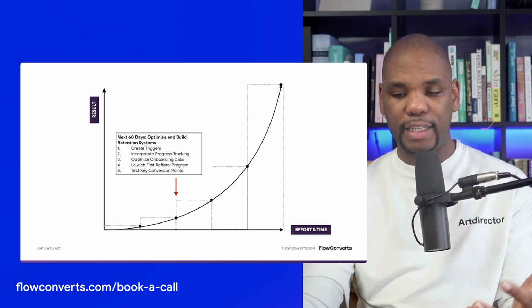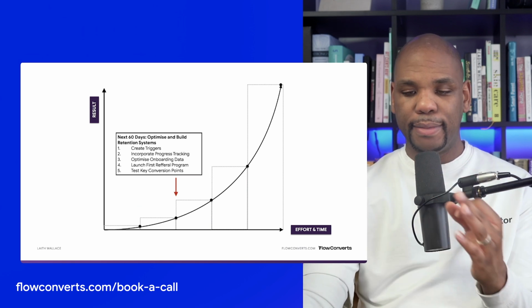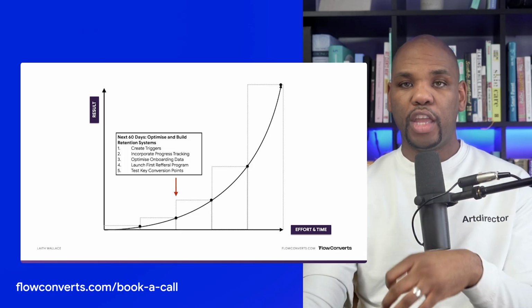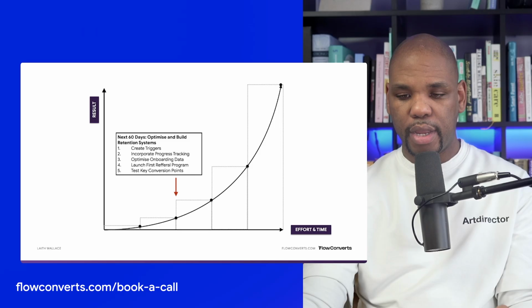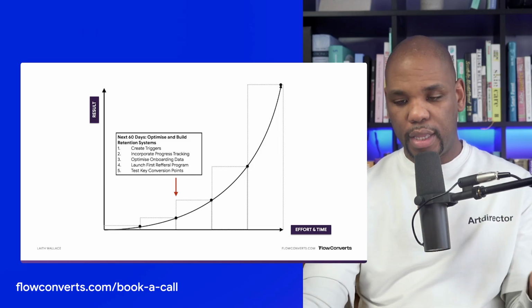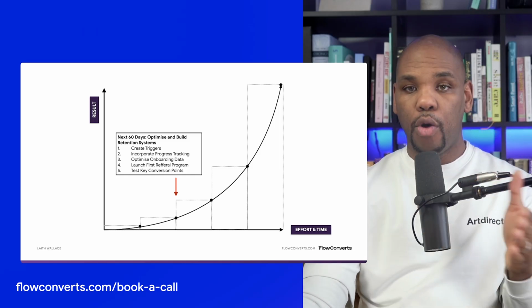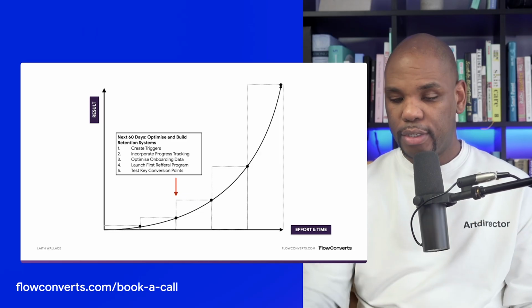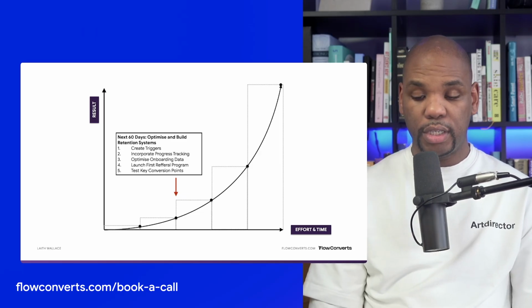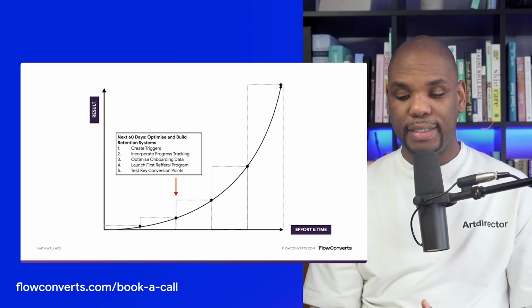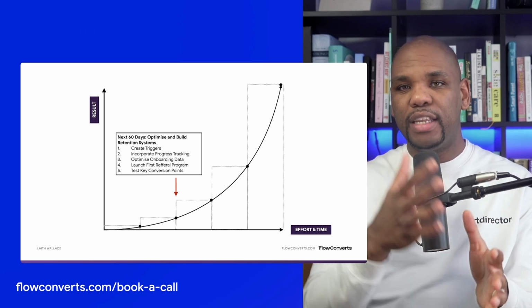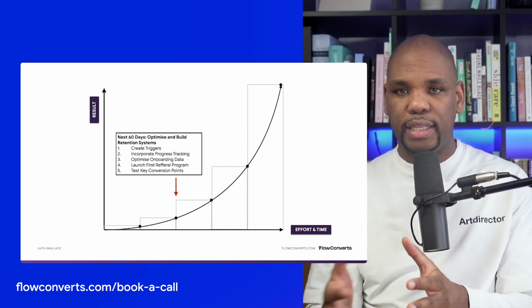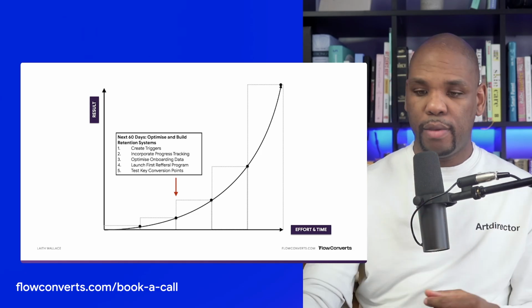The next 60 days is about how we optimize and build retention systems. So where can we create triggers to start forming habits, incorporate progress tracking so people can see how they can get to the actual goal that they're going after? We're going to optimize onboarding data, launch a referral program, and test key conversion points to see where we can make improvements and continuously have that in a cycle of testing and experimentation.